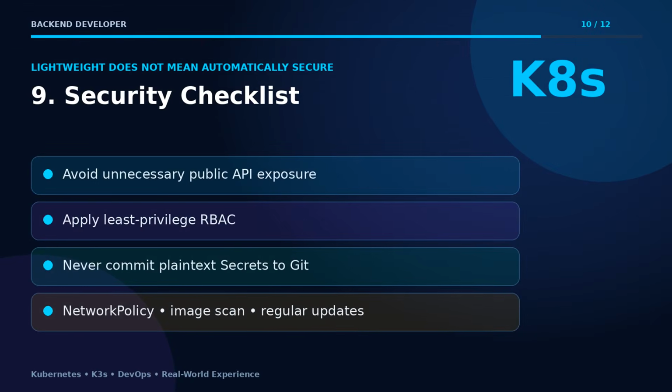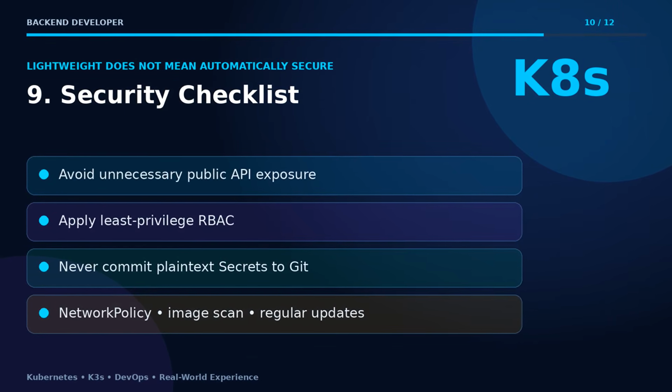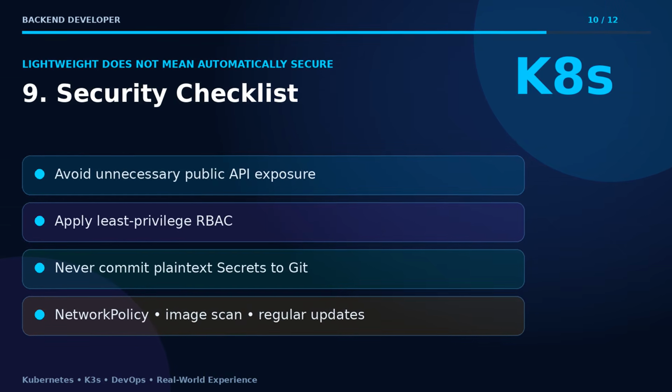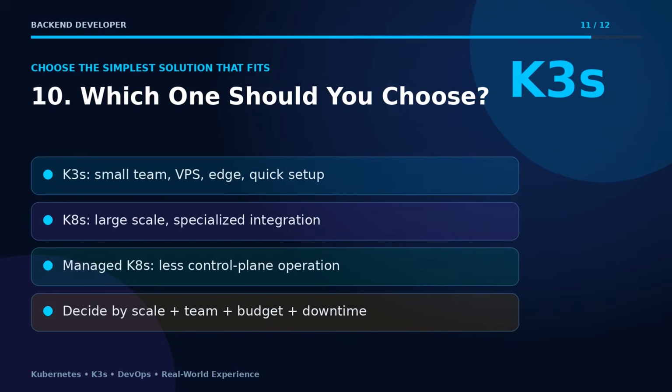The same security fundamentals apply to both systems. Do not expose the API server to the public internet without a clear need. Grant role-based access control permissions according to the principle of least privilege. Never store secret values as plain text in a Git repository. Use network policies. Scan container images, prefer fixed version tags, and regularly update both the control plane and worker nodes. K3s provides secure defaults and automated certificate management, but that does not make a cluster automatically secure. Also, the built-in service load balancer is not the same thing as a true external load balancer in front of highly available server nodes.